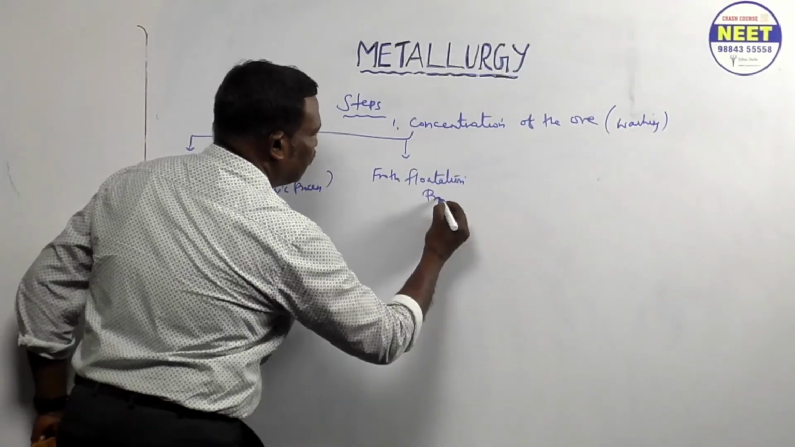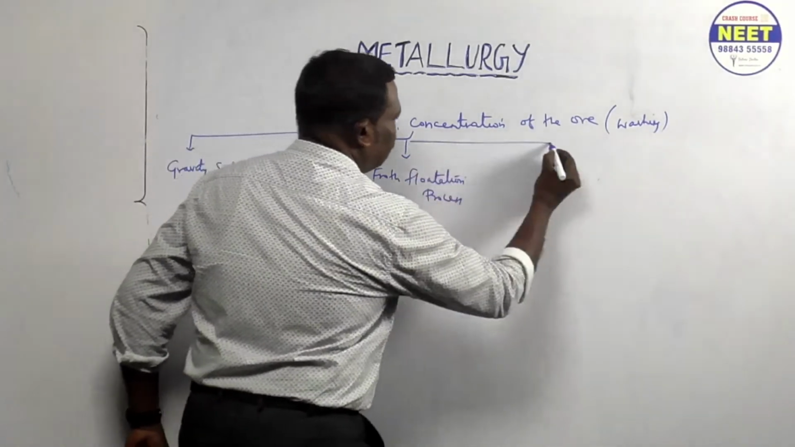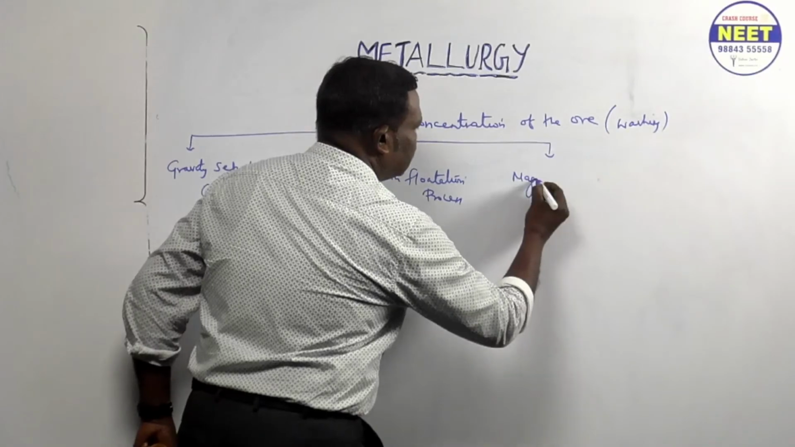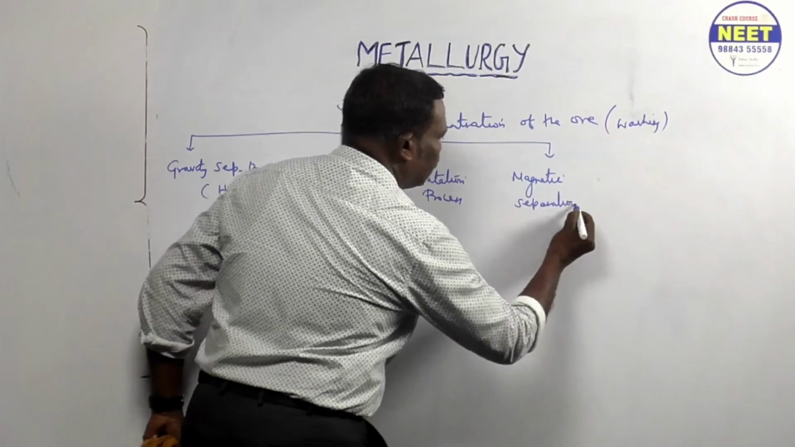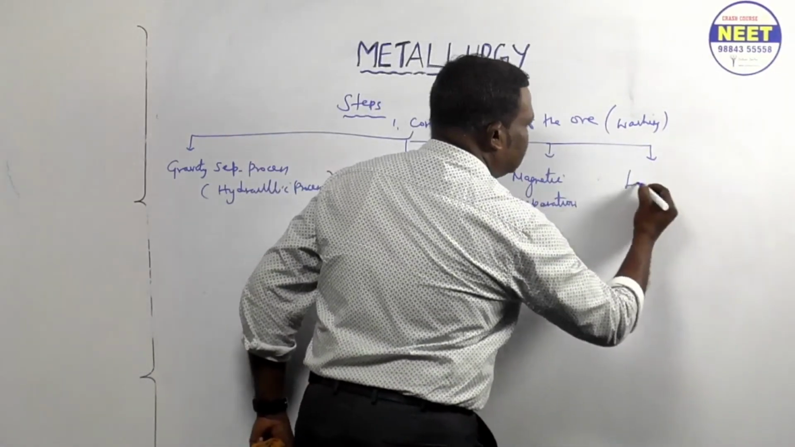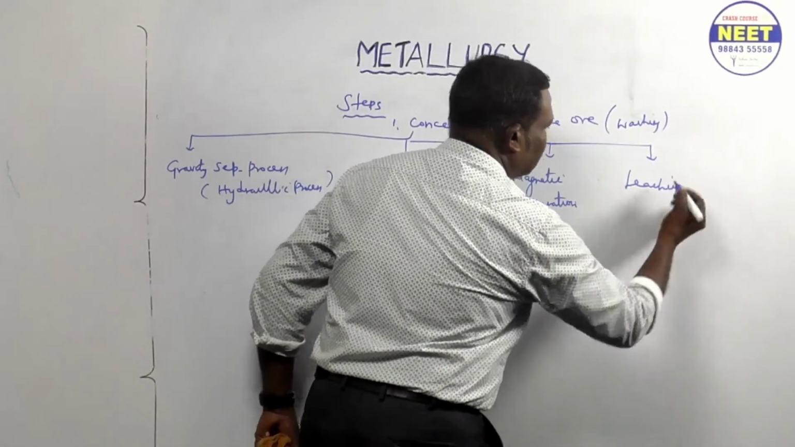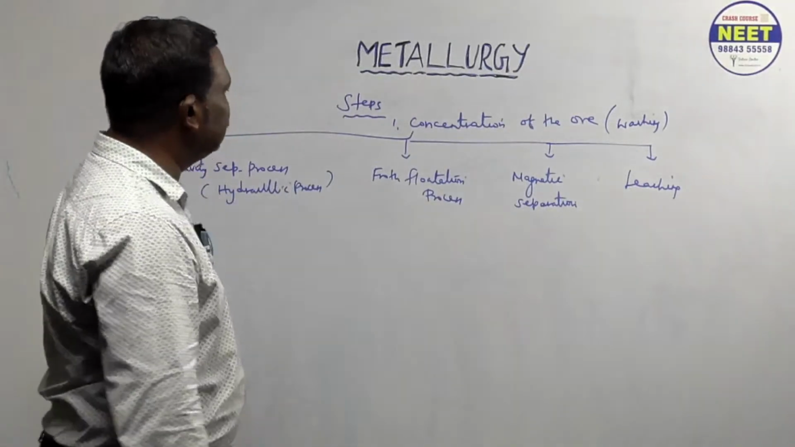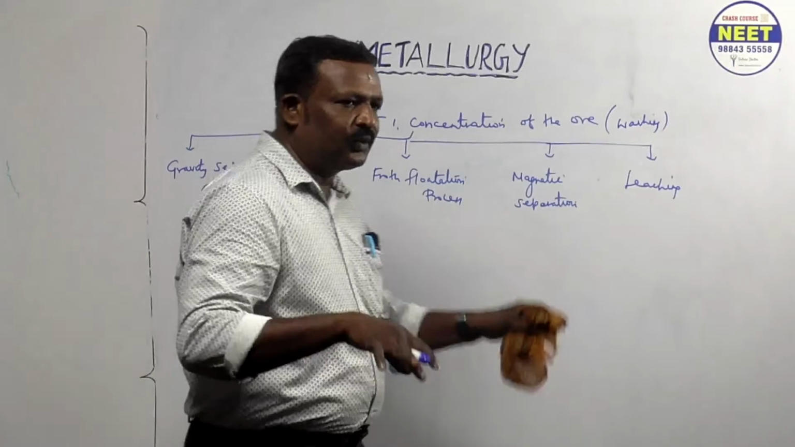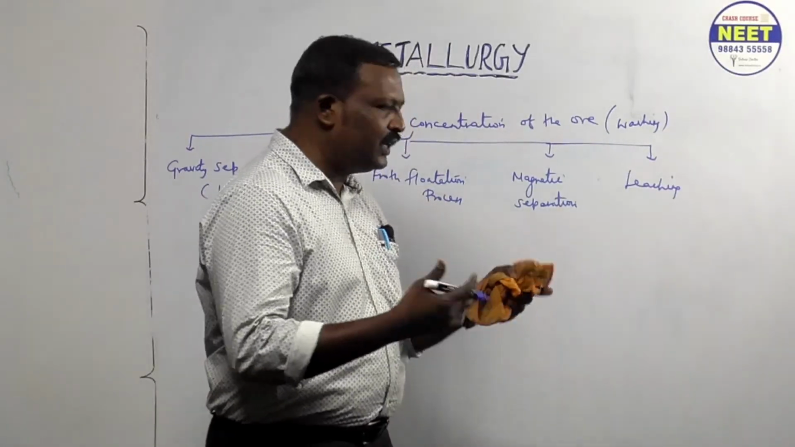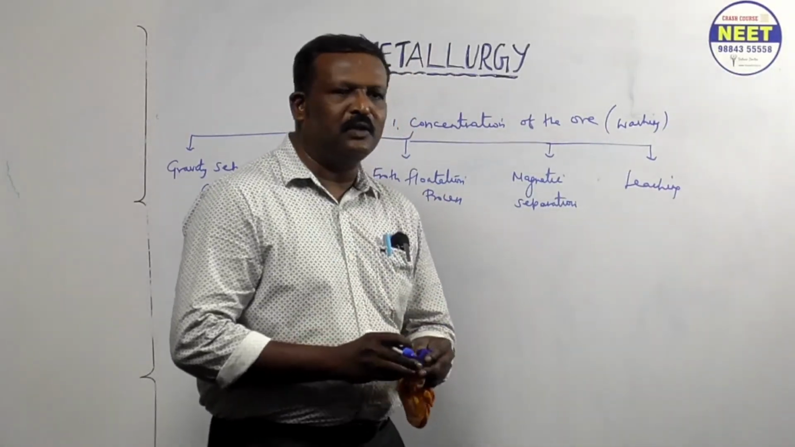Another one is magnetic separation process. Another one is leaching process. Understood? You following? These are all the methods to wash the ore. So if we have different kinds of ore, we follow different methods to wash the ore.